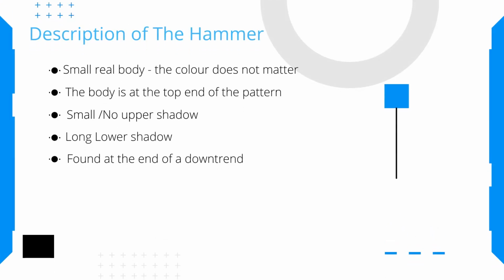Hammer candlestick. Just like the name describes, it looks like a hammer. To the far right of the slide, you can see I've drawn something that looks like a hammer. It's a candlestick with a really small body at the top, and the color does not matter. Depending on how you've customized your trading platform, it can be either red or blue or whichever color you like. At the end of the day, the body is at the top end of the pattern. It has a small or no upper shadow at all.